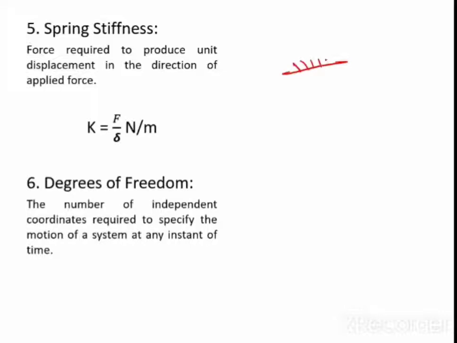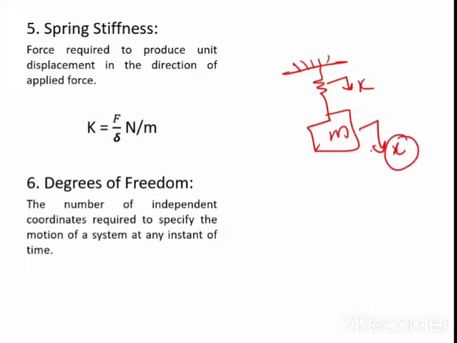So again, you take an example of a spring mass system, like M. Let us say this is a K and this is a X. Now tell me, what is this X? X is nothing but the independent coordinate. This X is called the independent coordinate.